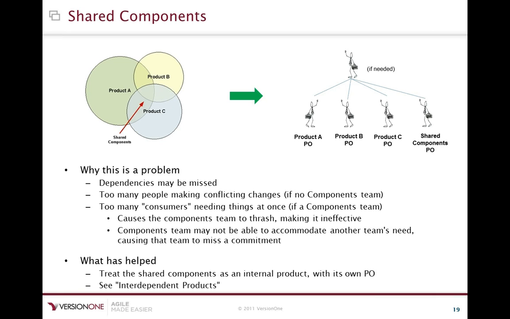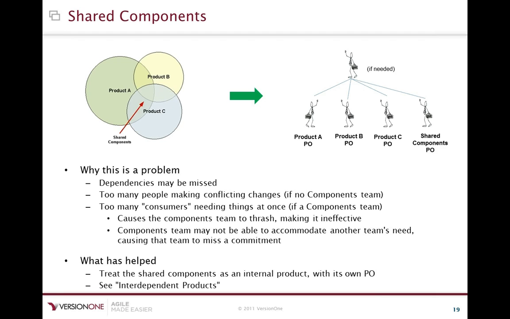So having an effective product owner for the shared components team, with a backlog they can manage, and giving them a seat at the table, if you want to put it that way, with the other product owners, allows them all to be on the same footing, where they're going to have to negotiate and work with each other to get what they need done.